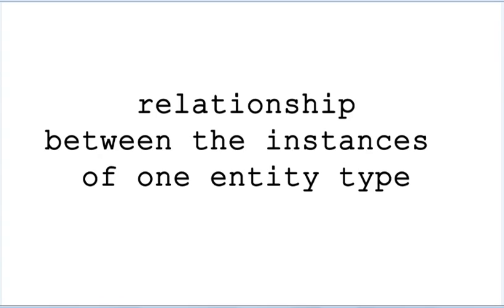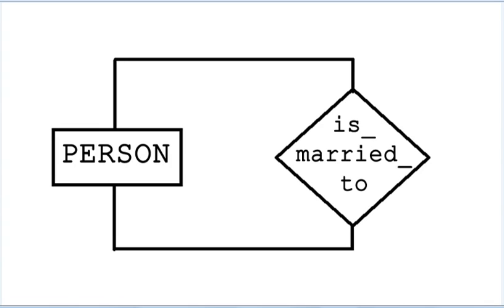An example is a person. In this example, is married to is shown as a one-to-one relationship between instances of the person entity type. That is, each person may be currently married to one other person.